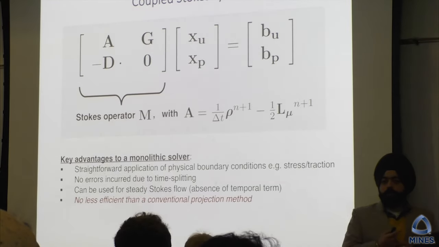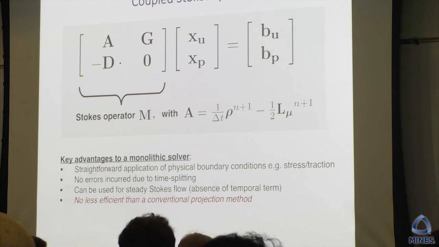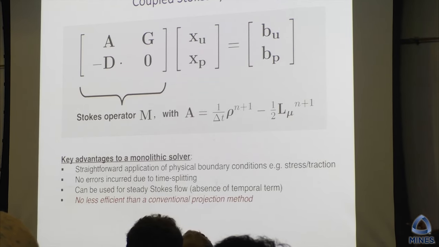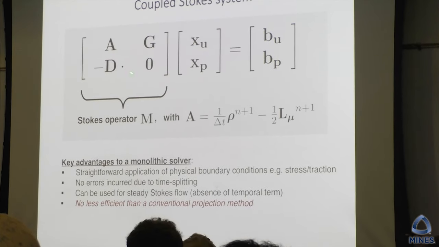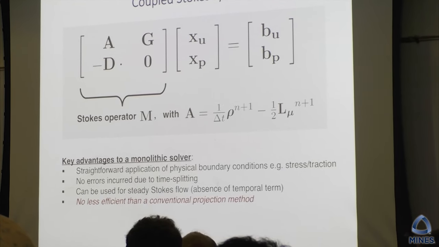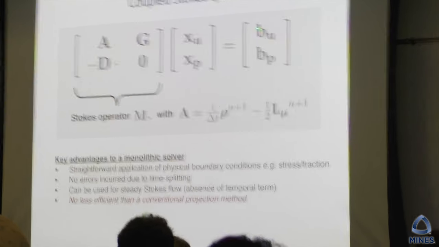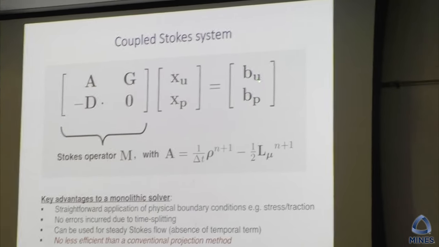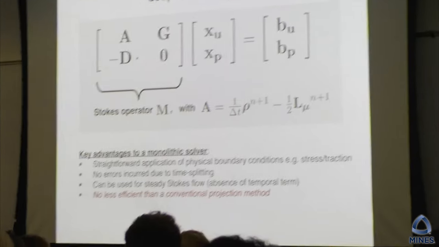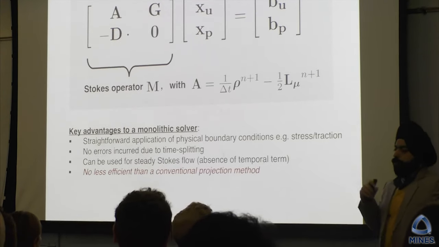Okay, so let's talk about the first part. How do we invert the system efficiently? Briefly describing, our system consists of three major blocks. One is operator A that accounts for the inertial term and the viscous term, which is a viscous vector Laplacian. G is the gradient term that acts on pressure, and D is the divergence term that acts on velocity. And on the right-hand side, you have two terms: Bu, which is the momentum right-hand side, and Vp, which is the right-hand side of the divergence-free constraint on pressure.